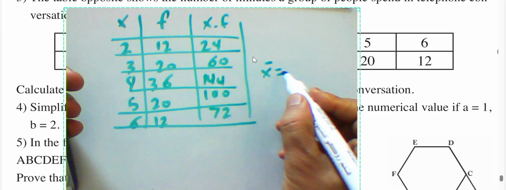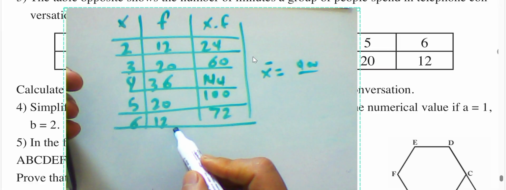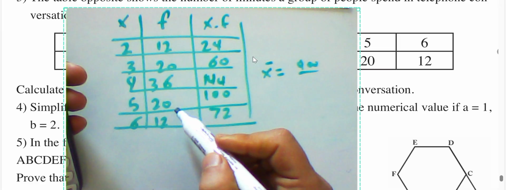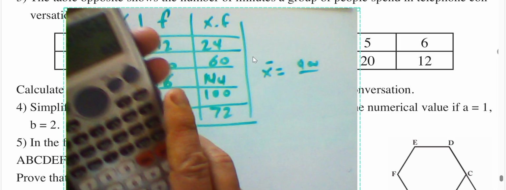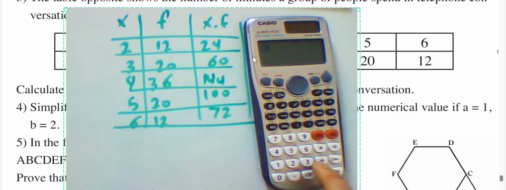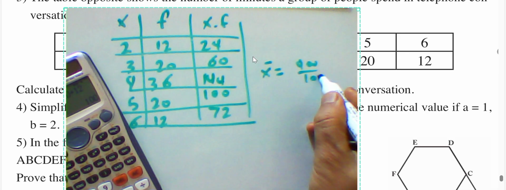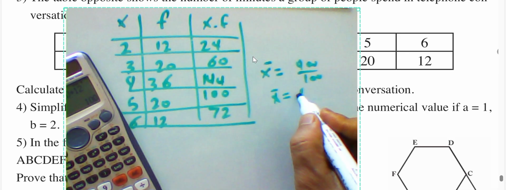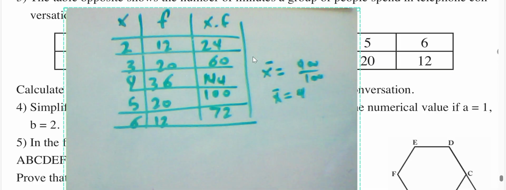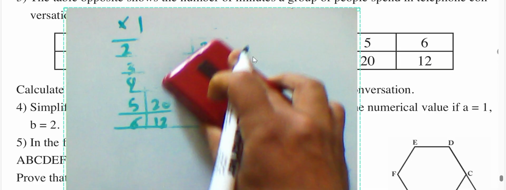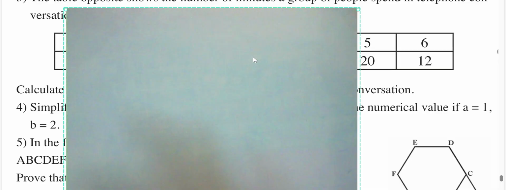Then the arithmetic mean equals 400 divided by the sum of the frequencies. We write 12 plus 20 plus 36 plus 20 plus 12. The result will be 100. So the arithmetic mean will be 4. The result will be 4. Next question.